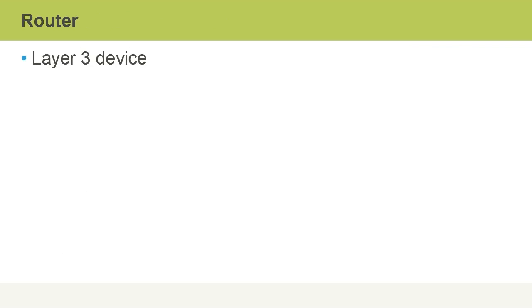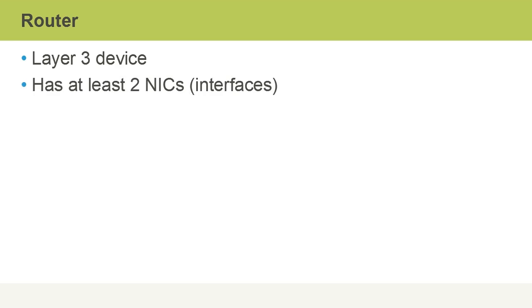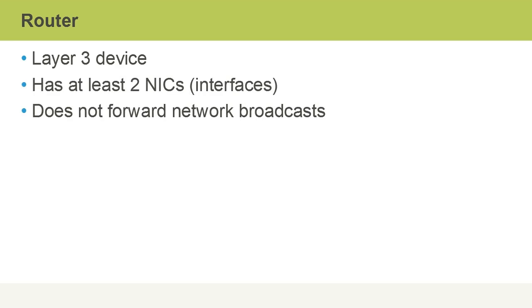A router is a layer 3 device, and it's a crucial part of network hardware that sends traffic from one network to another. Without routers, the internet could not exist. Routers have at least 2 network interfaces. They do not forward network broadcasts, and the reason for this is due to security and performance.